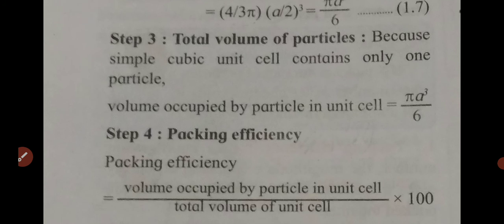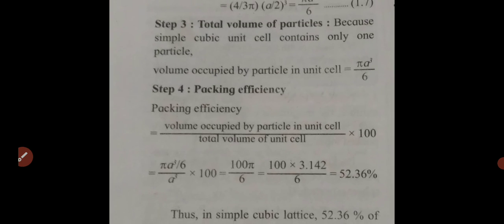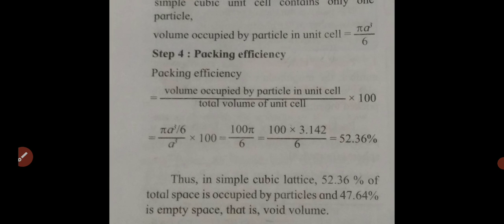So we can calculate the packing efficiency by using the formula volume occupied by particle in unit cell upon total volume of unit cell into 100. We are calculating the percentage. So we get volume occupied by particle is pi a cube upon 6 upon total volume of unit cell is a cube into 100, and finally you get the answer as 52.36%.